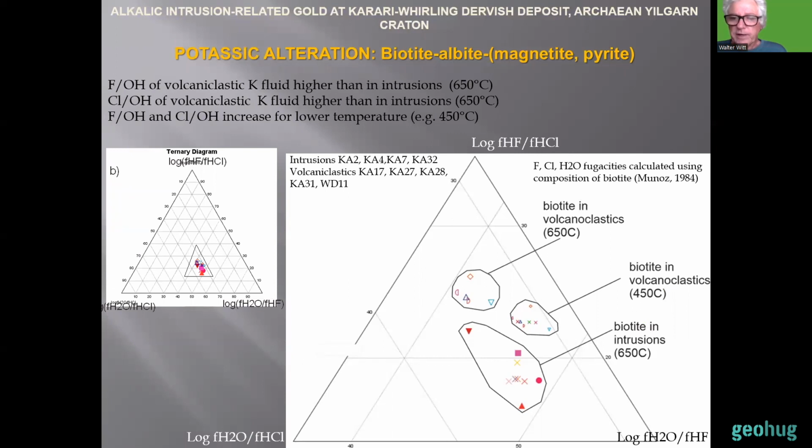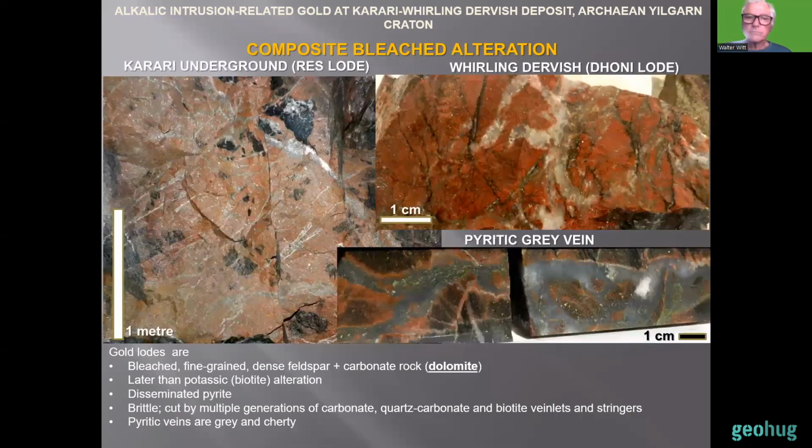These calculations are carried out at 650 degrees centigrade based on the apatite-biotite geothermometer. But if we modify the temperature to, say, 450 degrees centigrade, the fluid responsible for biotite alteration in both the volcanoclastics and the intrusions just becomes a little bit saltier. But the biotite alteration is not mineralized.